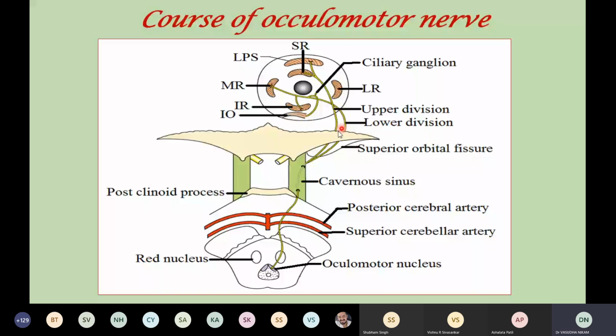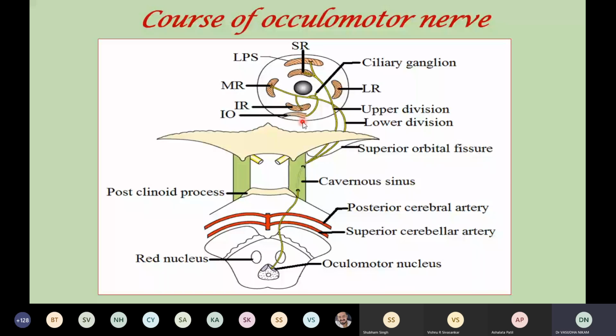Trace out the upper division. You can see it is going to supply two important muscles. One is the levator palpebrae superioris, that is the uppermost in position, and second is the superior rectus. Go towards the lower division now. It is going to supply medial rectus, inferior rectus and inferior oblique. So if you have seen the distribution of the oculomotor nerve, it is going to supply all extraocular muscles except superior oblique and lateral rectus.